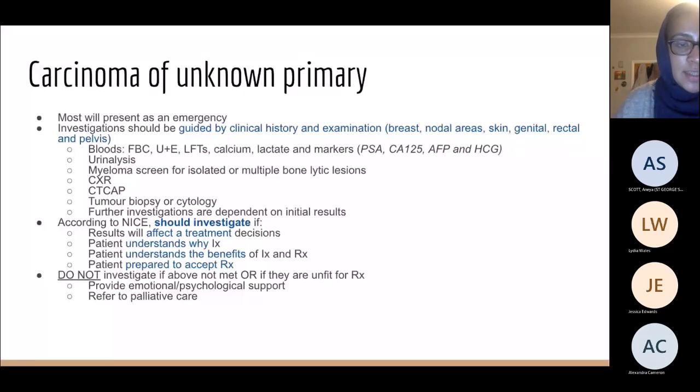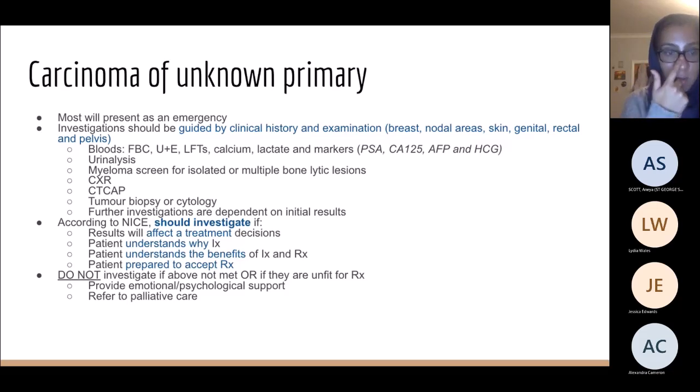According to NICE, you should investigate if the results will affect the treatment, if the patient understands why they're being investigated, if they understand the benefits of investigation and treatment, and they're prepared to accept some forms of treatment. You don't necessarily need to investigate if the above criteria aren't met, or if they're unfit for treatment.